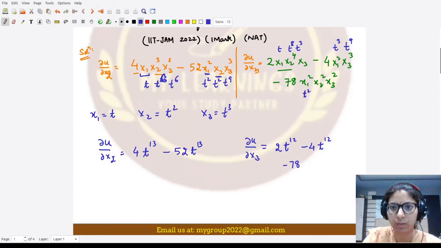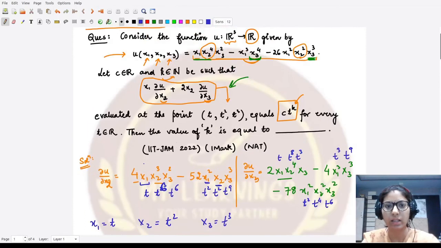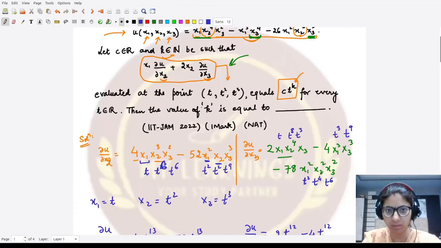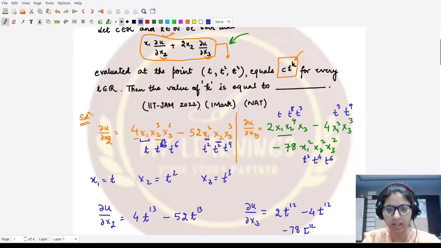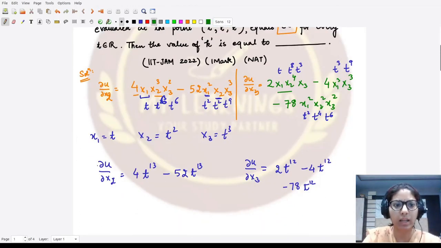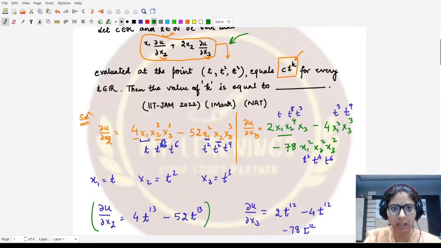Here it would be t square. X2, because that is t square, so it would be t to the power 4, and here x3 is t cube, so t cube raised to power 2, that is t to the power 6. So you can add up all the powers here by the exponent rule. So we have again the power as 12. So what do we require here? We are required to calculate the power of this expression when it is simplified to the simplest term, right?